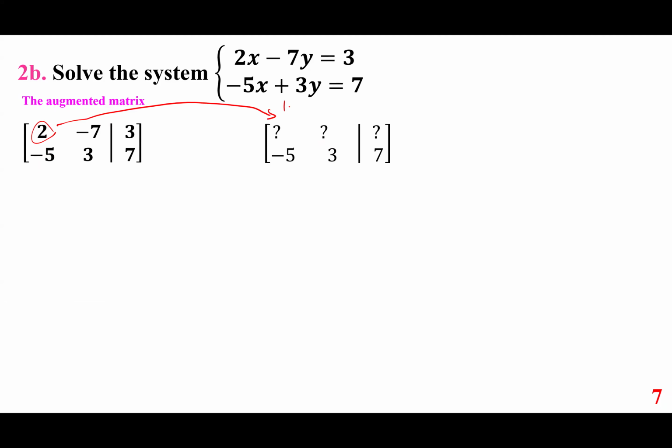Okay, that's the idea. So there are different ways. One of them is 3R1 plus R2. So if I multiply this one by 3, okay, I get 6. With -5, I add it, I get 1.